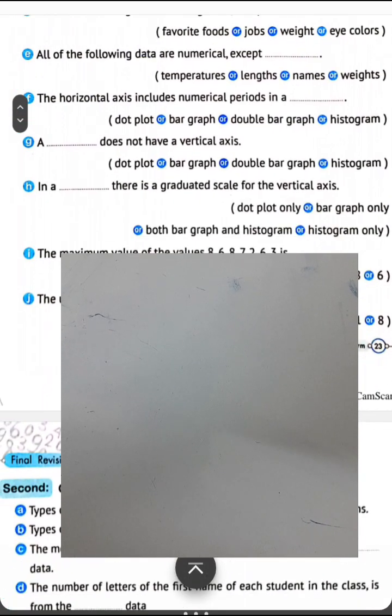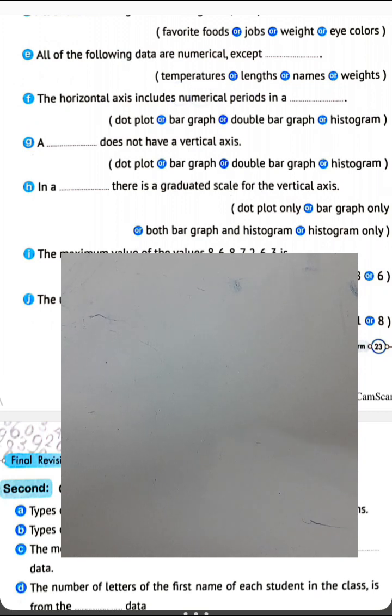Letter E, all of the following data are numerical except what? Except names here, categorical data. Letter F, the horizontal axis includes numerical periods in what? The horizontal axis includes numerical periods in a histogram.